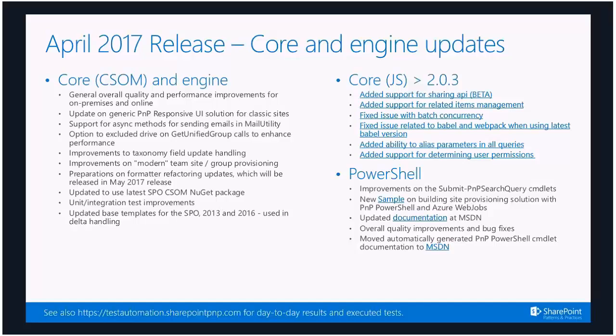From a core.js perspective, as you can see, we added the new capability of sharing content using the sharing API through the core.js library, as well as some fixes for the batch handling and for the concurrency while handling batch requests, as well as some other interesting improvements. From a PowerShell perspective, we improved the Submit-PnPSearchQuery cmdlet.